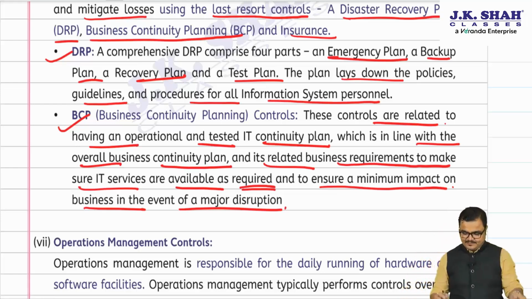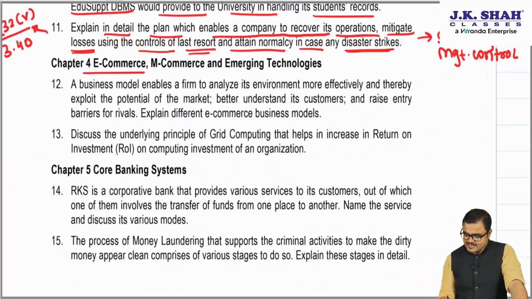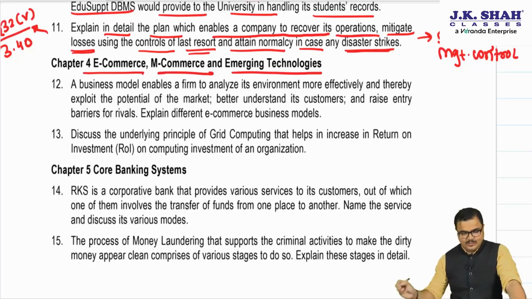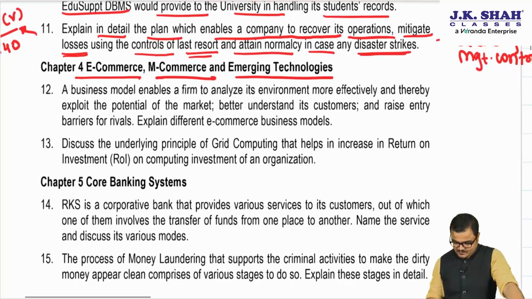Okay? Yes, sir. Now we'll see chapter number 4, e-commerce, m-commerce and emerging technology. Simple, people. Chapter number 4 is very easy and quite good scoreable also. Come on, let us discuss the question.